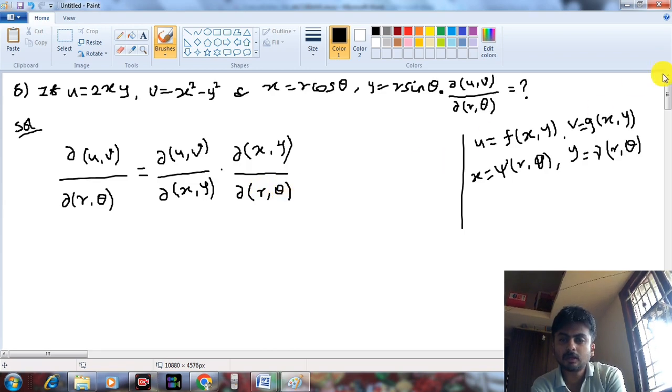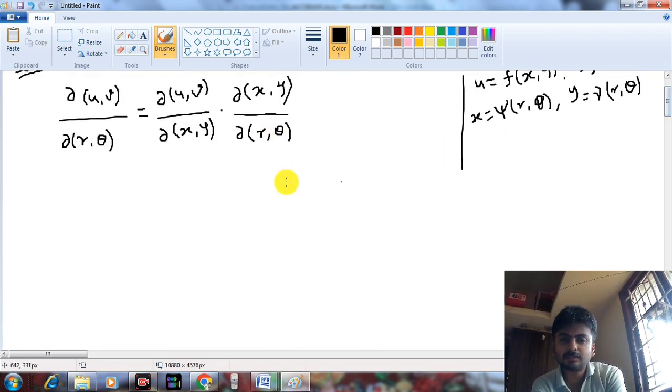Applying this property will be very easy, while actual substitution will be very tough. That is the advantage of the property: we can easily solve the problem. Now for this we will have the Jacobian. So here I shall simply write, for my reference only, J(u, v) into J(x, y).